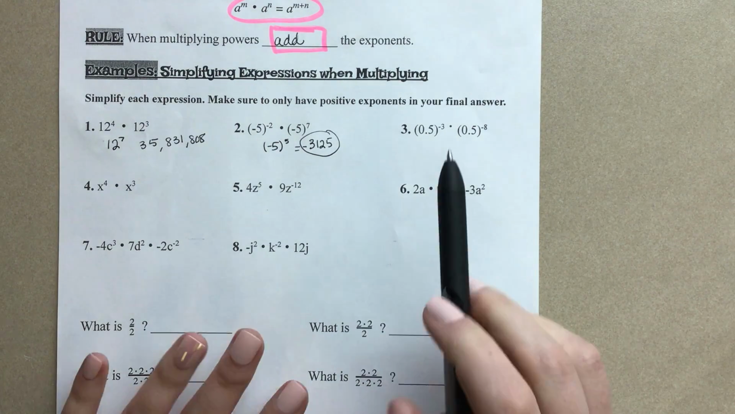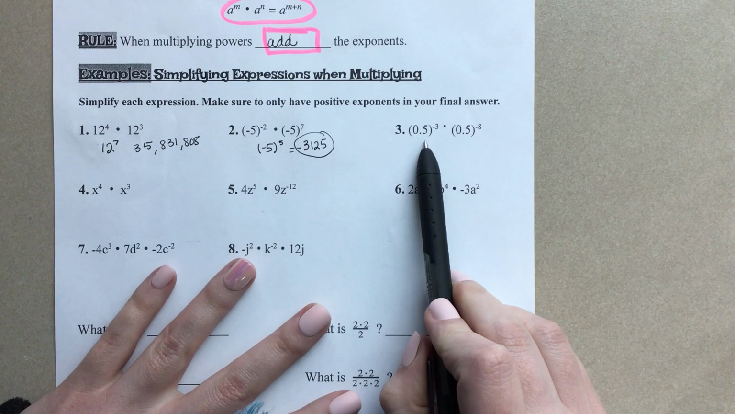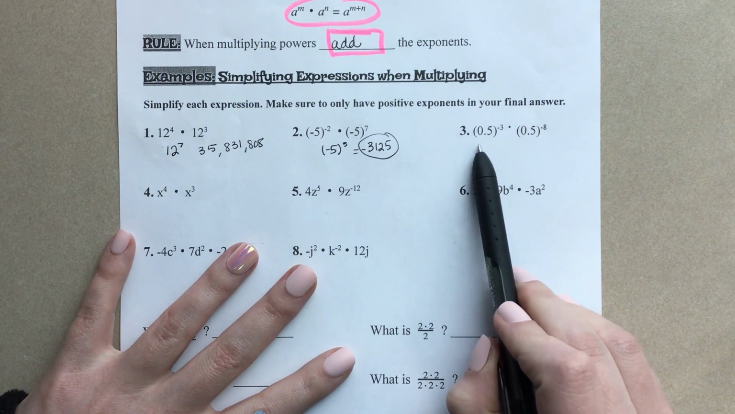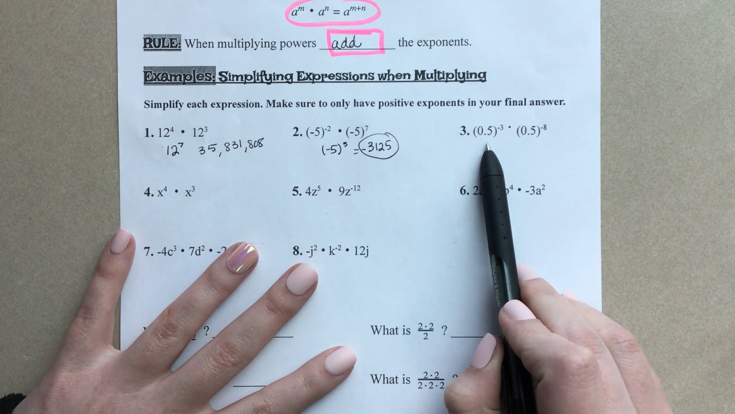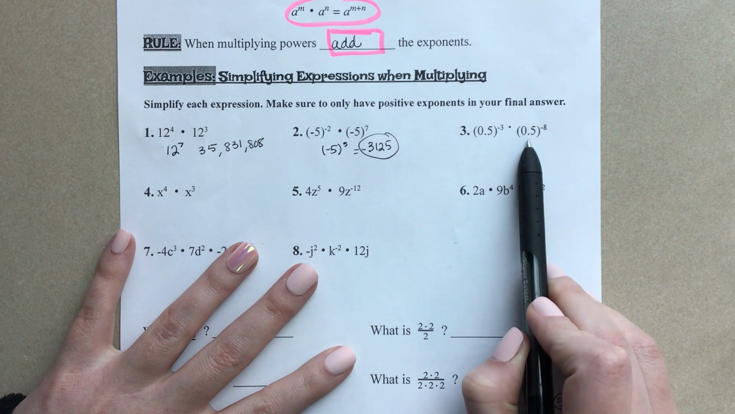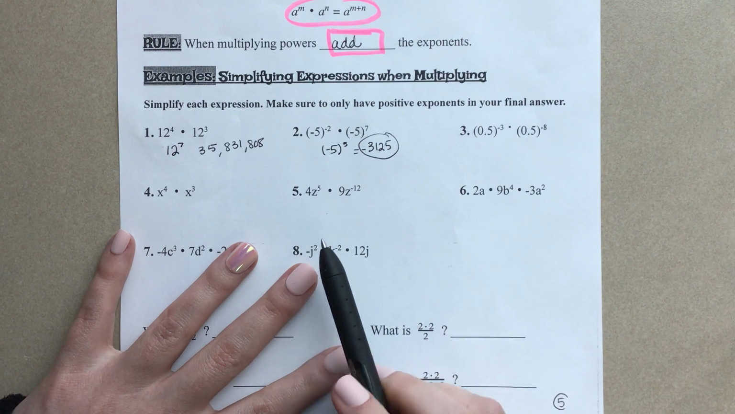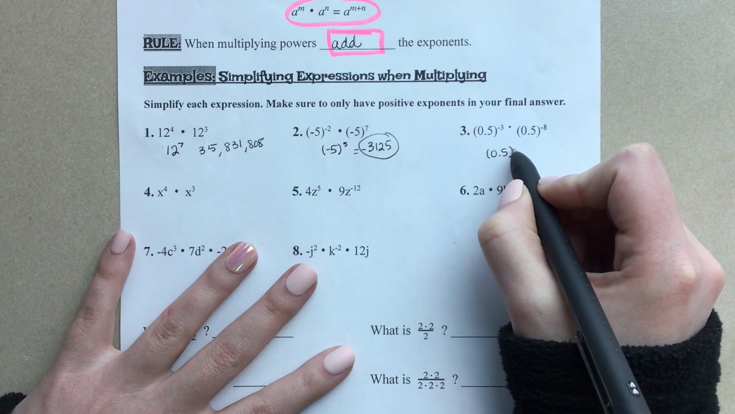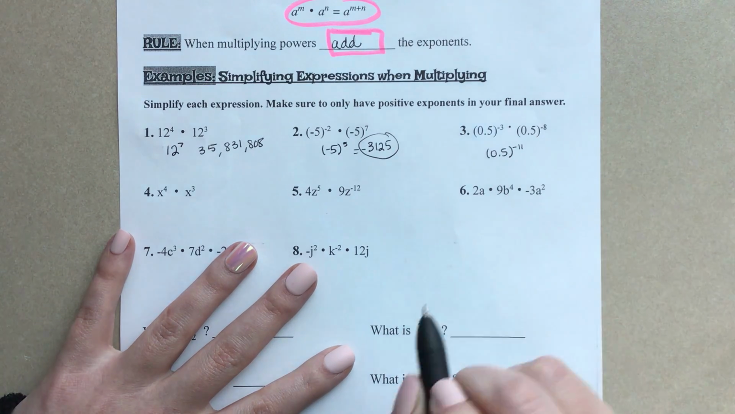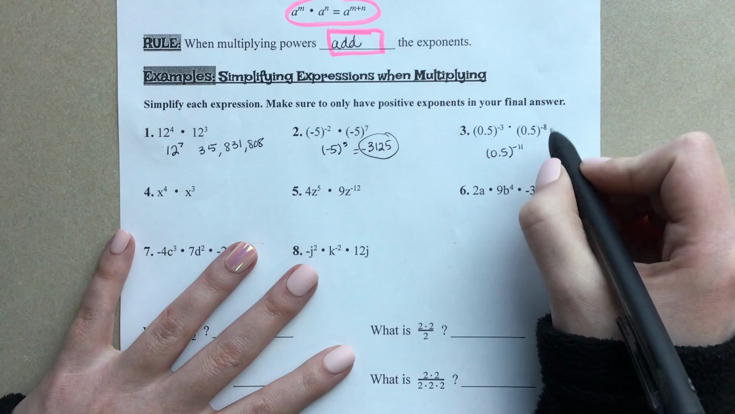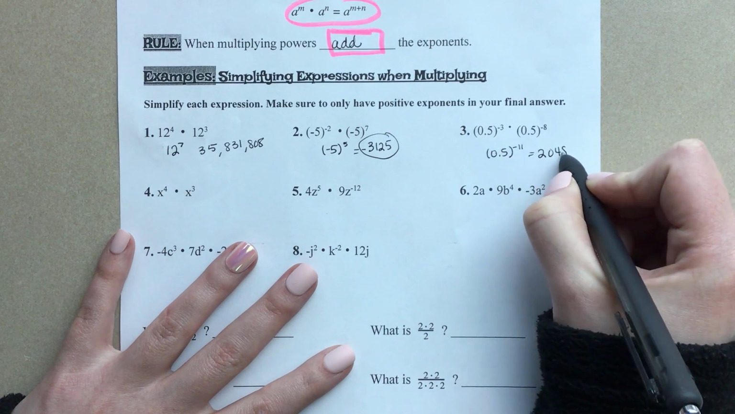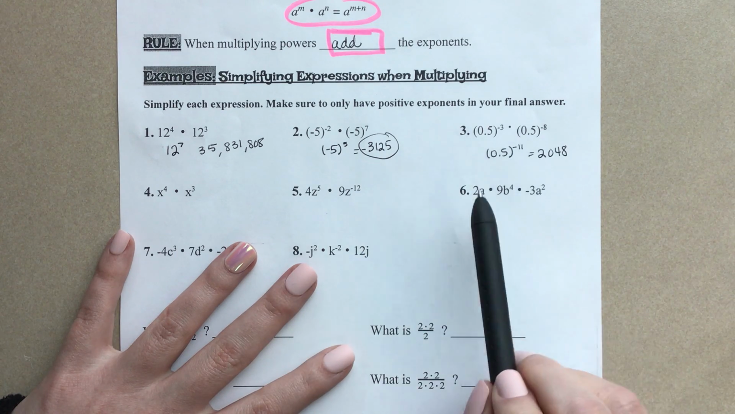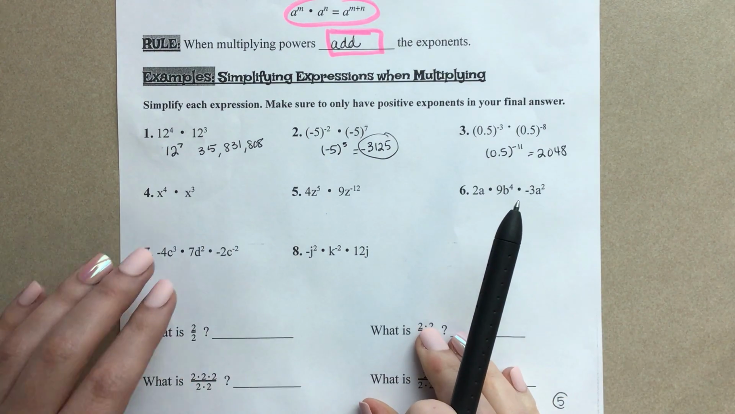Let's keep going. We're still going to use the same concept even if it's a decimal. So I have 0.5 to the -3rd times 0.5 to the -8th. Well, that's 0.5 to the -11th. And when I plug that into my calculator, I get 2,048. And that makes sense because this -11 would make it a fraction, so it's a fraction times a fraction.